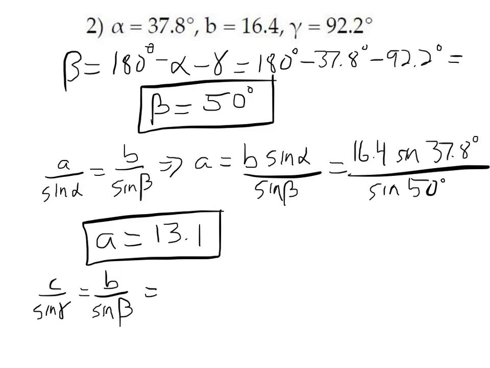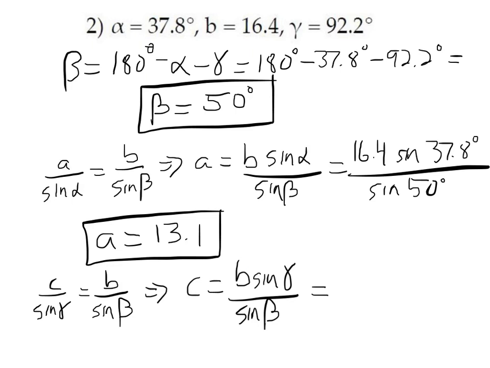This gives us an equation. We solve for C. This will be B sine gamma over sine beta. Now what I'm doing to solve for C, I'm just multiplying this sine gamma up. Everything else is staying the same.